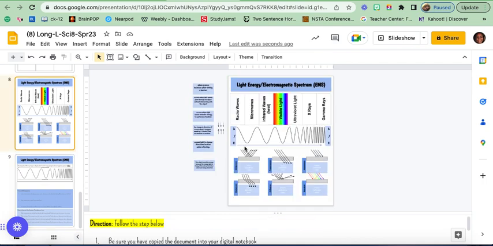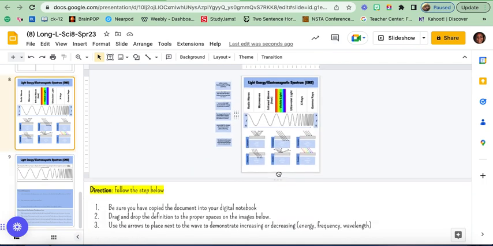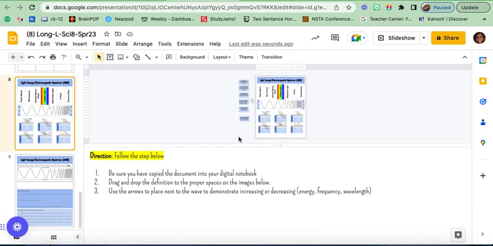So the first sheet, I'm going to read the speaker notes and just drag it up so you can't see for a second. Follow the steps below. Be sure you have copied the documents into your digital notebook so that you may edit them. Drag and drop the definitions to the proper spaces on the images below. Use the arrows to place next to the wave to demonstrate increasing or decreasing in energy, frequency, and/or wavelength.